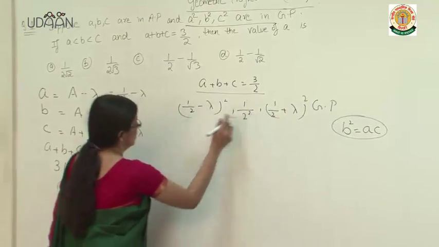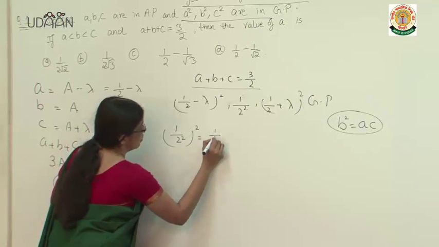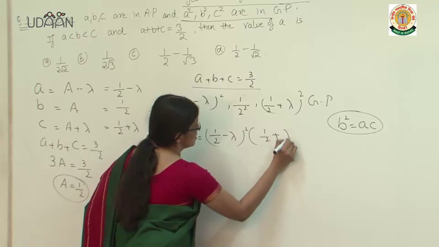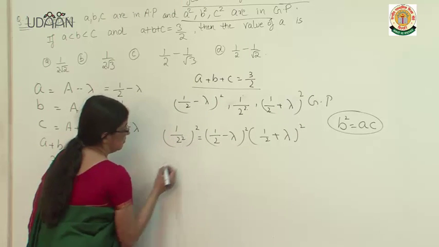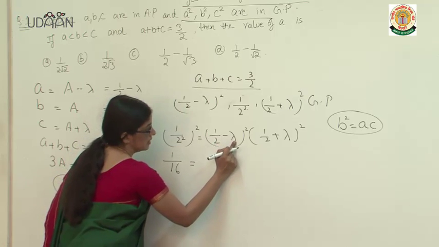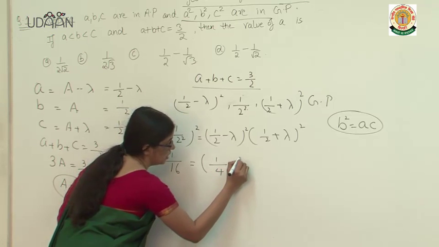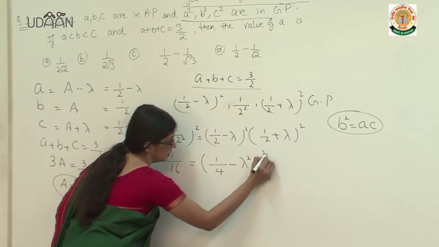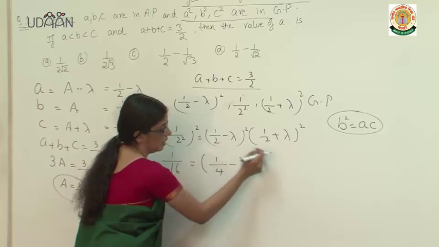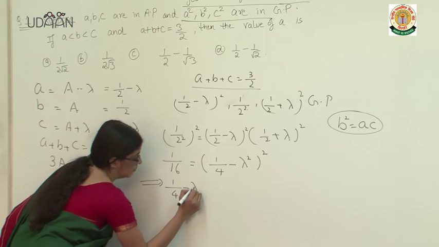Apply this condition. b square, 1 by 2 square whole square, equal to 1 by 2 minus lambda square into 1 by 2 plus lambda whole square. This simplifies to 1 by 16 equal to a minus b into a plus b, which I can simplify as a square minus b square whole square. 1 by 2 minus lambda into 1 by 2 plus lambda, the whole square, simplifies to 1 by 4 minus lambda square.